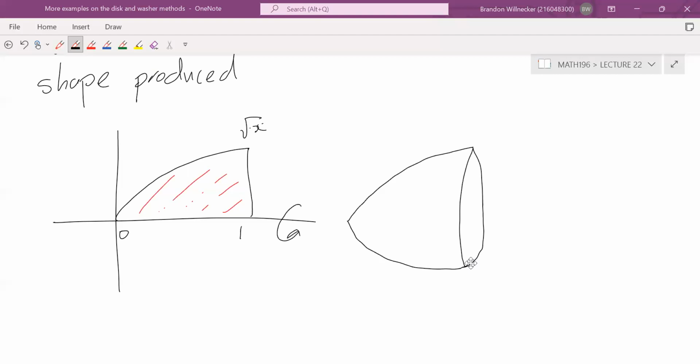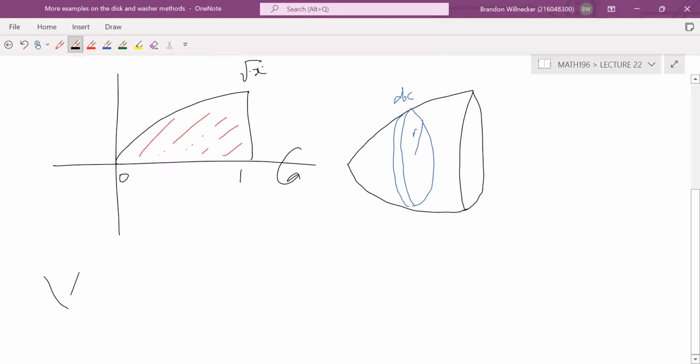Okay, so we want to find the volume produced. So to do that, we need to slice it up. So let's just look at what a slice looks like. Okay, so it's going to be a little slice like that with thickness dx and some radius r. Okay, and we can find the volume of that slice. And if we sum up all the individual volumes, we get the total volume of the shape produced. Okay, so that means the volume is going to be the integral from 0 to 1 pi r squared dx.